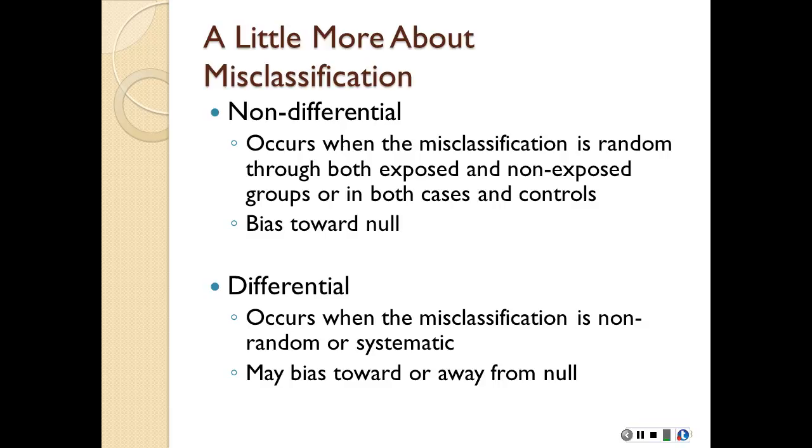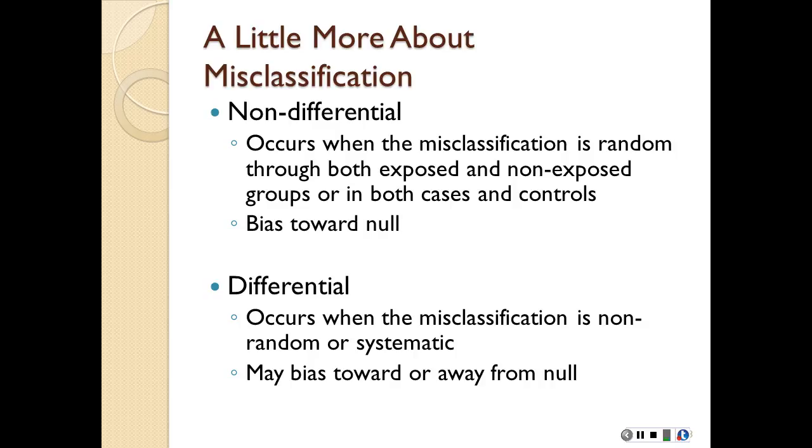Differential misclassification is bad, bad, bad. This is the bias that we're talking about. So all of these other biases that we talk about, when we talk about selection bias, when we talk about recall bias, all of those biases lead to differential misclassification, right? Misclassification is simply referring to putting people in the wrong category. What matters is, are people randomly ending up in the wrong category, or are people systematically ending up in the wrong category?